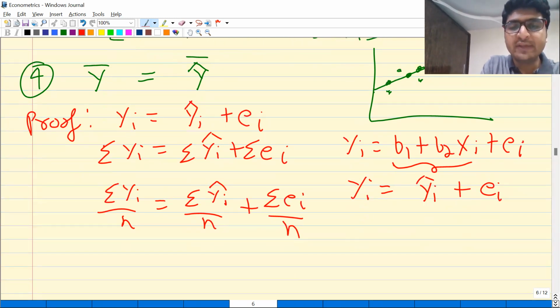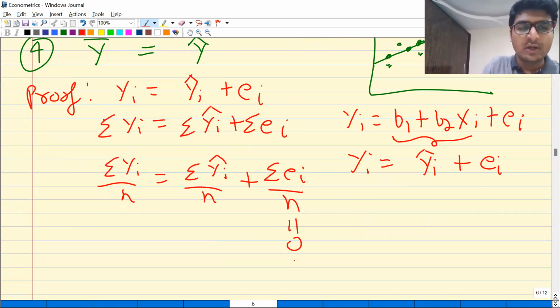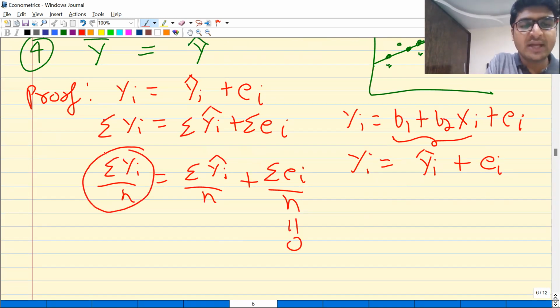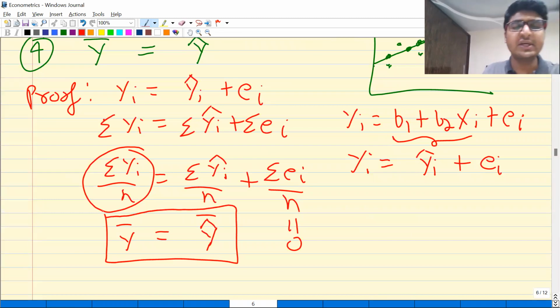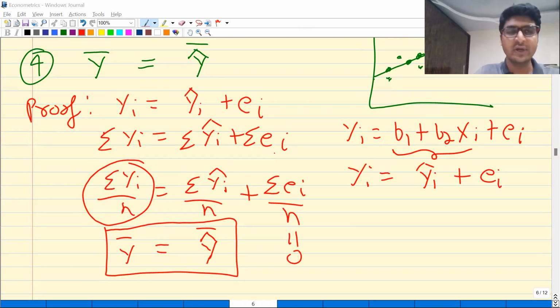So we already proved that summation ei is 0. So this is equal to 0, and summation yi upon n is y bar and summation yi hat upon n is y hat bar. So hence mean of the actual y values and mean of the fitted values, they both are equal. तो ये जितनी भी प्रॉपर्टीज है आगे सब यूज होंगी. ठीक है, इसलिए ध्यान से समझना.